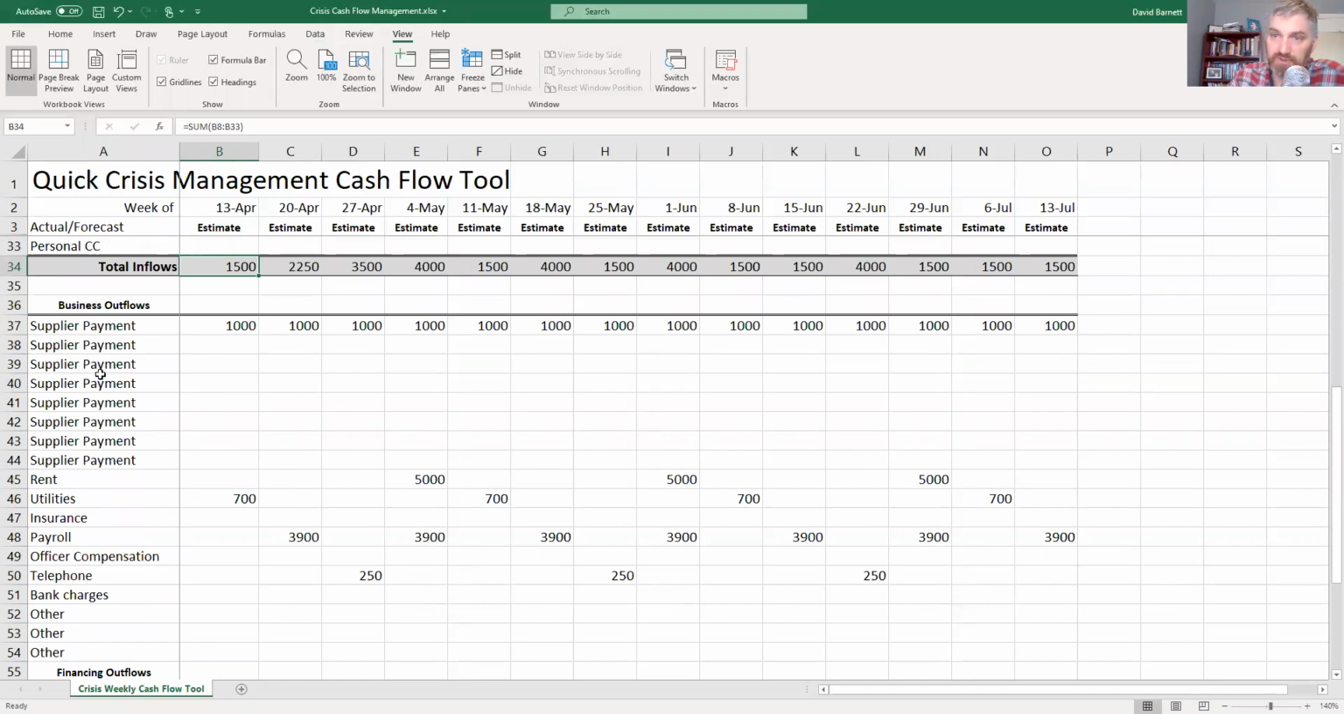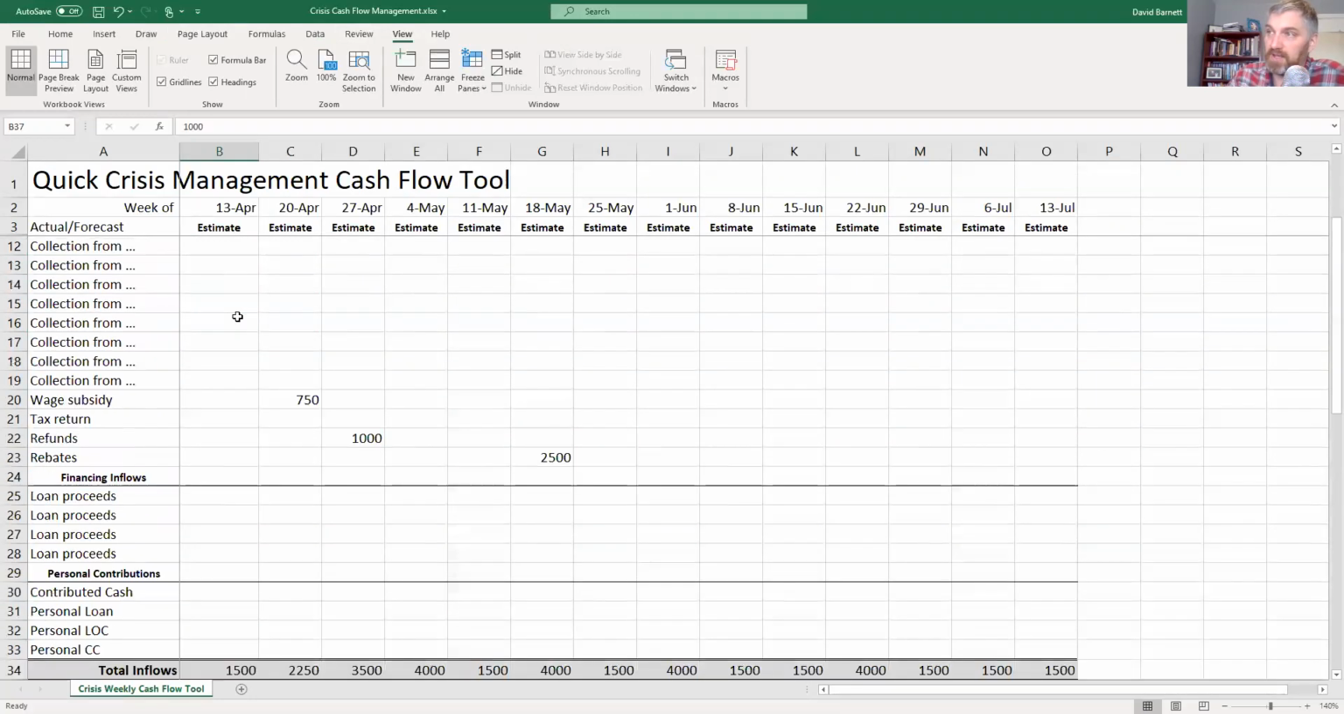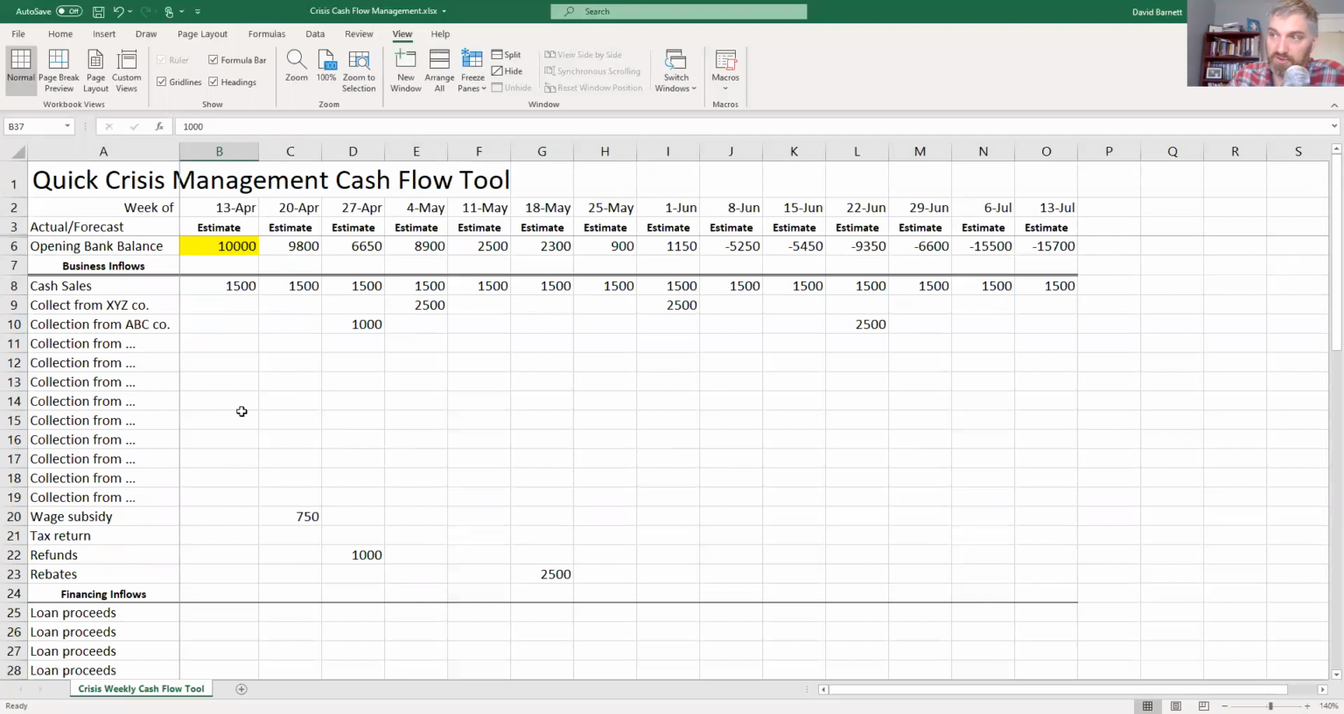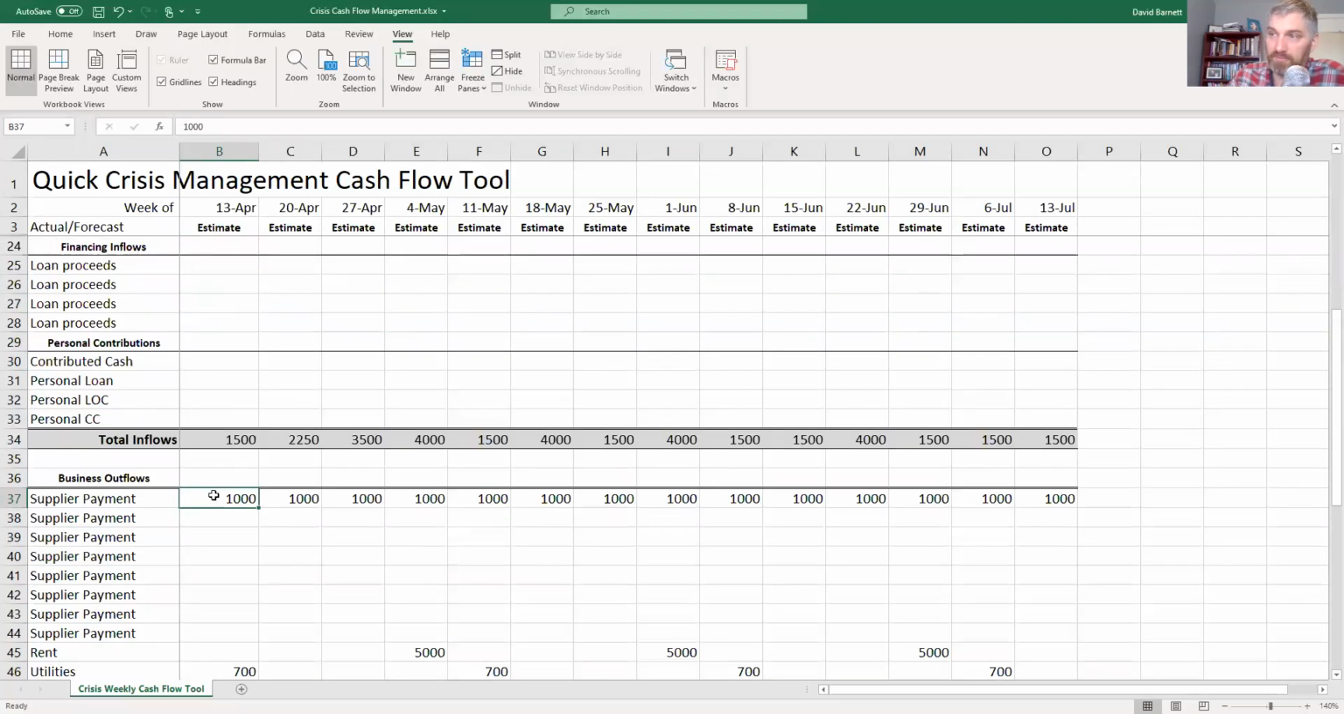So we can list different suppliers, for example. We also have our fixed overheads like rent, utilities, insurance, payroll, officers' compensation, et cetera, that we put in here, bank charges and other. And again, you change these for whatever you want to do. So let's say that based on our sales level of $1,500 a week, we believe we're going to have to pay our supplier $1,000 a week.